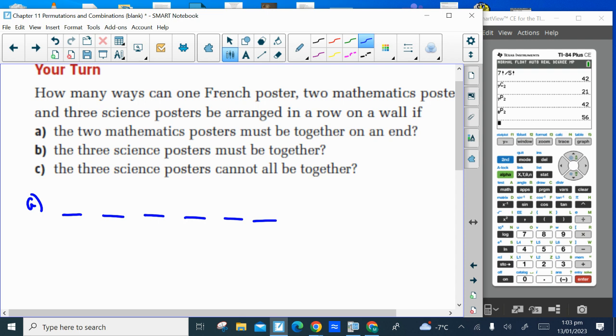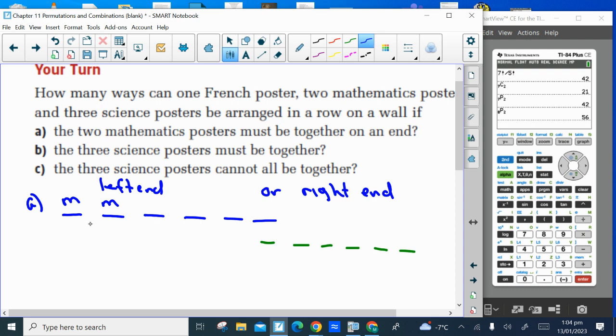So that means there's 2 scenarios that we have to look at. They can be on the left end or the right end. They can be at the beginning or they can be at the end. So if the 2 math posters are on the left end, that means there's 2 factorial ways that they can be arranged.